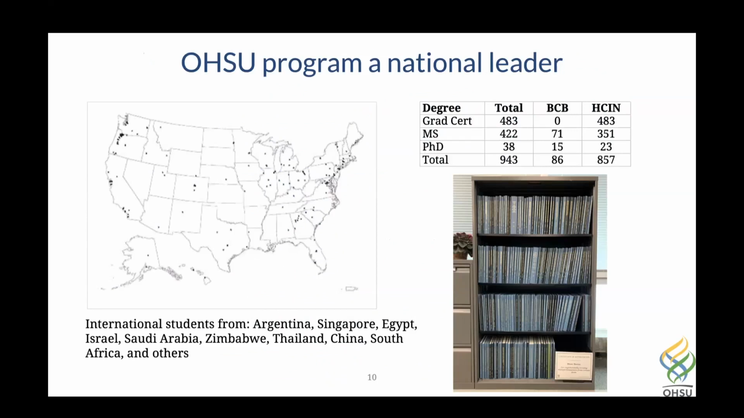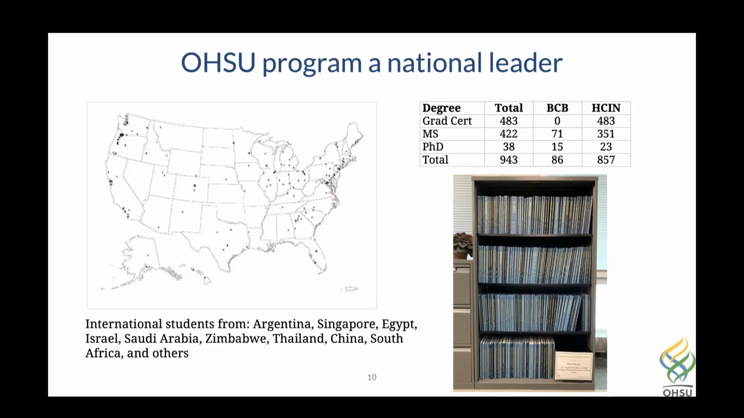Our program at OHSU is a national leader. As already mentioned, we have been offering online courses for over 2 decades. We have almost 1,000 alumni in our program. We have students who are spread out not only across the United States, but also in other countries. And sometimes they have come to study on our campus. Others have taken courses online because the internet knows no boundaries. And so we just list here some of the countries that we have had various kinds of collaborations with.